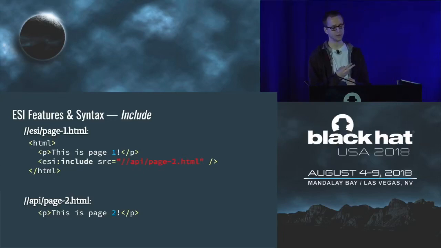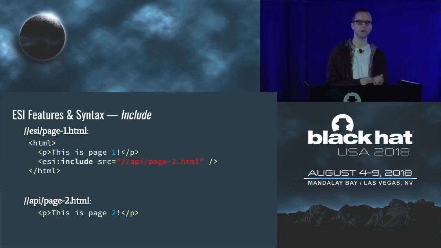Now here, two things can happen. You can have a cache miss, or you can have a cache hit. So if page 2 is already known to the ESI engine, it's just going to replace it as is by filling the blank. So it's going to remove the ESI include tag and replace it with the cache entry for page 2.